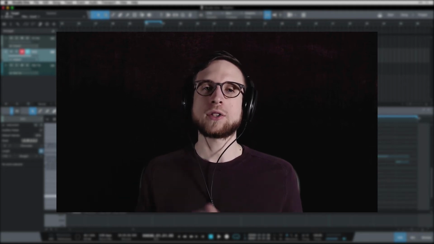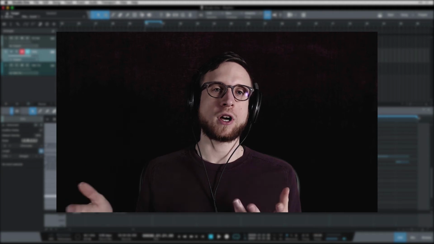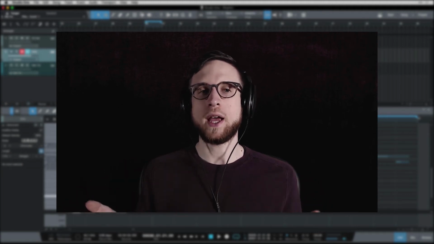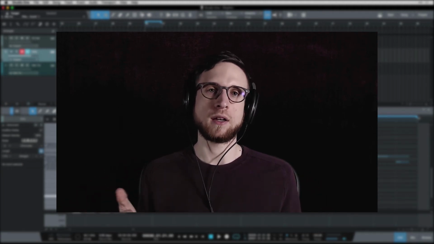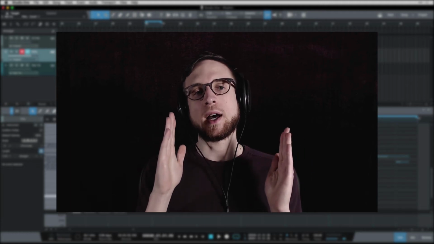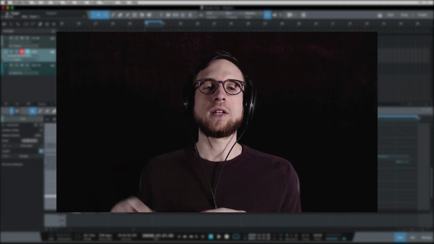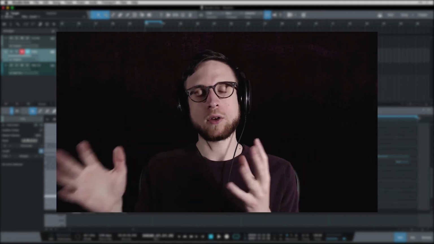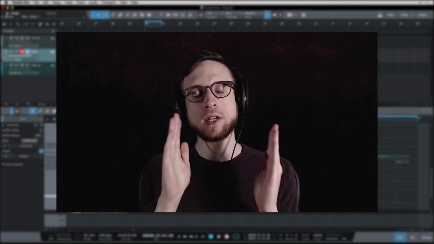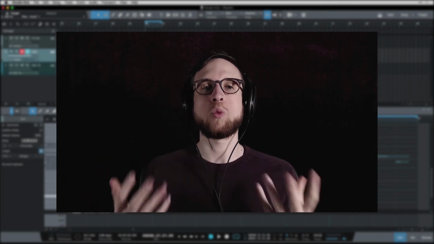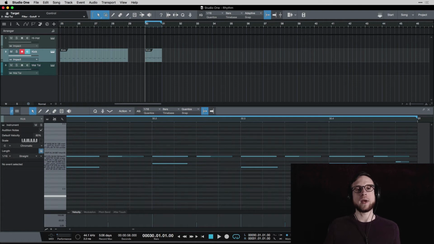A bar is also called a measure sometimes. If we hear someone talk about, it's at measure 28, they mean bar 28. It's the same thing. So we divide this infinite stream of beats into groupings of strong and weak, and then a single time through the grouping is equal to 1 bar. And Studio One measures time, for the most part, in bars.